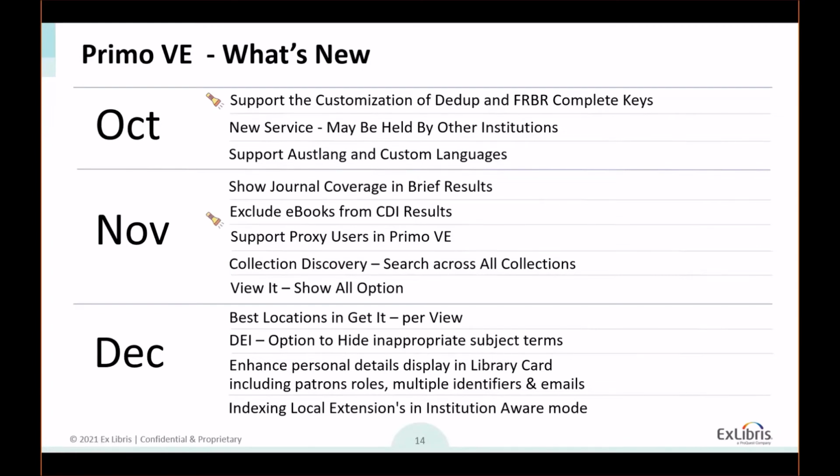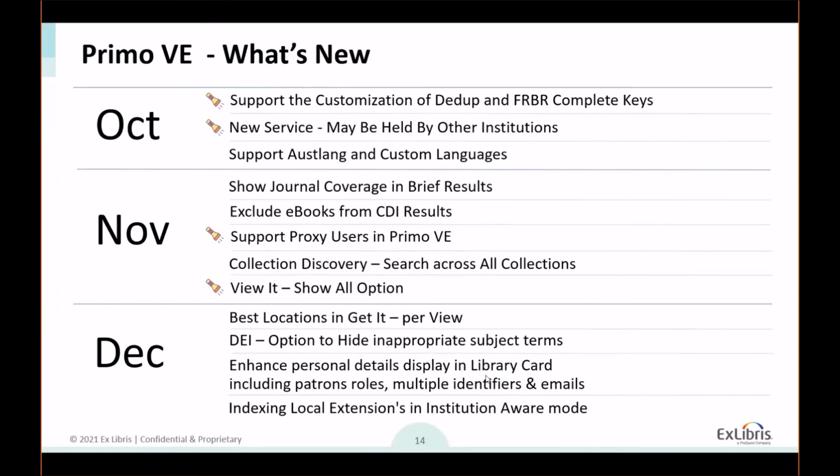A new service that we are offering that you may find useful, depending, we call it "may be held by" or "may also be found in". On the support side, we talked about the Austlang, the show journal coverage we already demoed, and the exclude. I would also like to share about the support for proxy user. Now Primo VE has full support for proxy user. You can define it; I will share a dedicated slide. I'm also going to share about the option of View It, allowing you to show more services there.